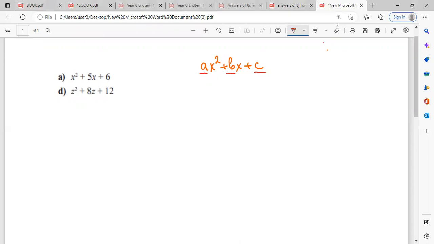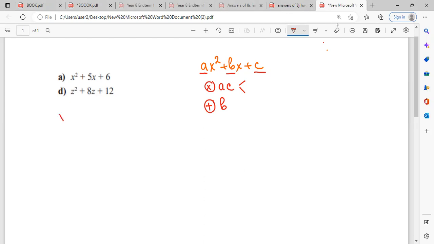Okay, how can we use the formula? Actually, there's no formula. You should know step by step what we're going to do. First of all, the multiplication of a multiplied by c, and the addition of them will be b. You should think about which two numbers, when you add them up, will give you b, and when you multiply them, you will get ac. Let's use our questions and you will be able to understand how we can factorize.